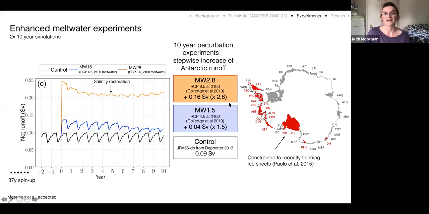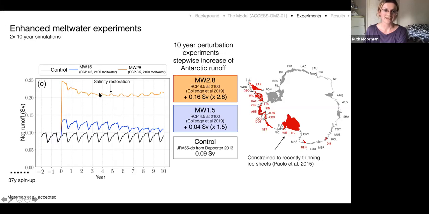So what I just wanted to point out here is that we did use some projections to kind of inform how big we wanted to make our perturbations, but I'd advise anyone to view these as scenario kind of projection style experiments. They're definitely very idealized. So each one is a step change in the amount of forcing, and then it's run for 10 years parallel to the control.